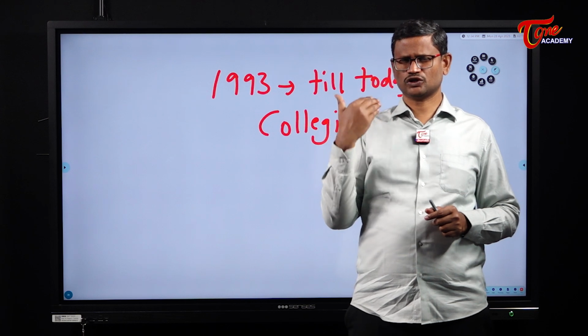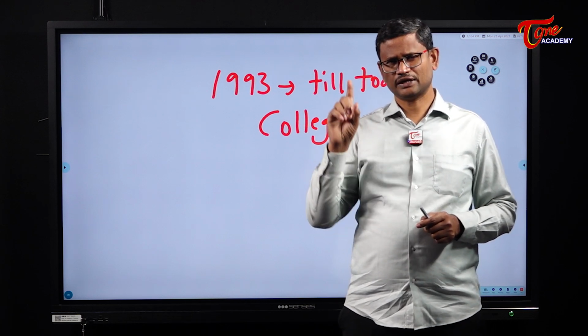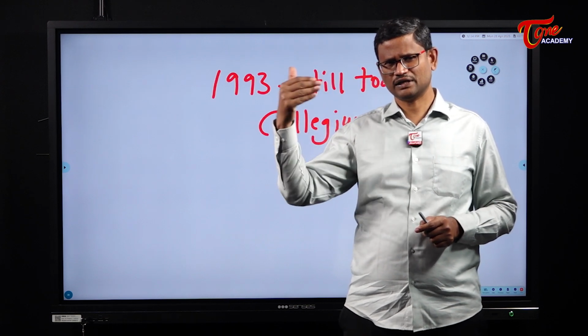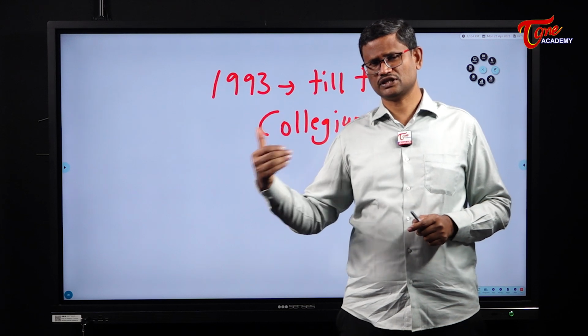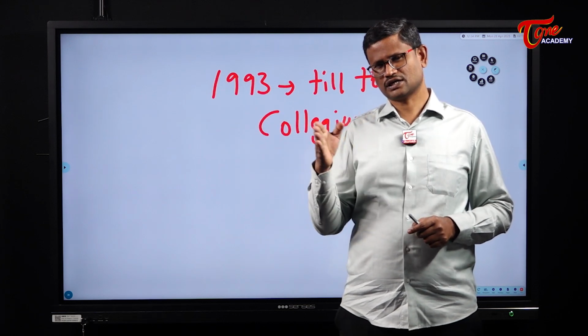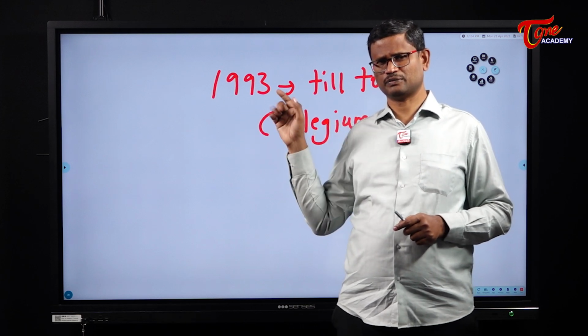For example, if you take United States of America, the judges of the American Supreme Court are appointed by the American President, the executive branch, and confirmed by the American Senate, which is part of the legislative branch. But in India, the judges are appointed by judges through the collegium. The advice of the collegium is binding on the President.